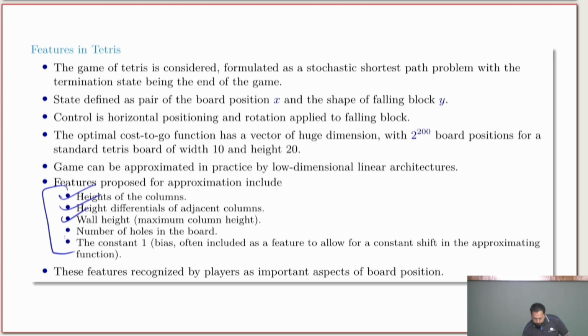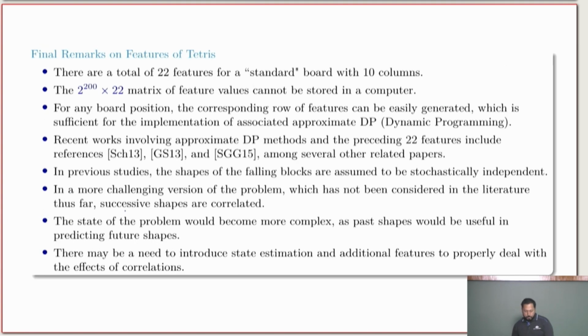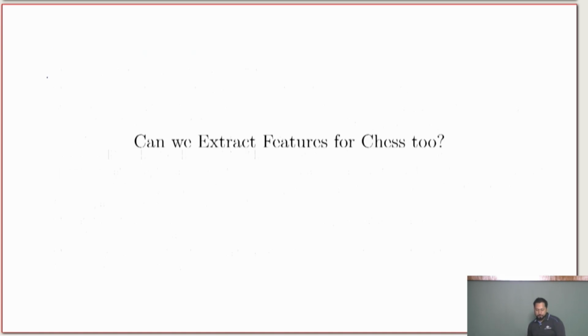So this is wall height, number of holes in the board, and then a constant 1 was added, as you do typically in classical machine learning. You add 1 for the bias. So these were the papers that used these handcrafted features to create an algorithm that can play the Tetris game, and they could do this on a very large state space.